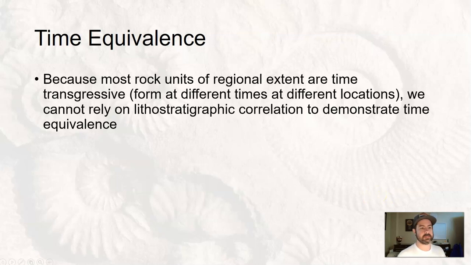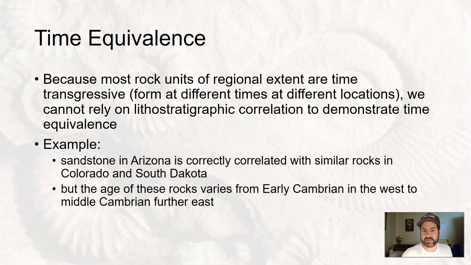What about time equivalence? Because most rocks of a regional extent are time transgressive, meaning they form at different times at different locations, we can't rely just solely on lithostratigraphic correlation to demonstrate time equivalencies. You know, like when we have marine transgressions and regressions, those sandstones are spread out and form at different times, vertically and horizontally. So, for example, some sandstone in Arizona is correlated with similar rocks in Colorado and South Dakota, but the ages of the rocks vary greatly. So, early Cambrian here, but middle Cambrian as we go into Colorado and South Dakota. Same rock, but different time.